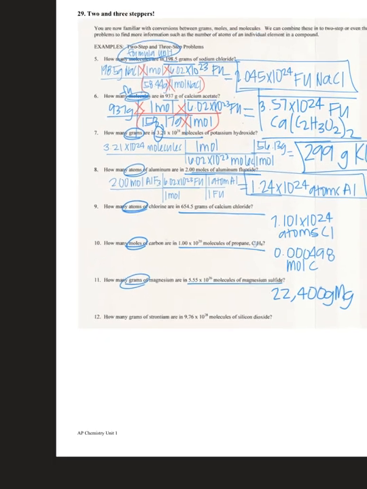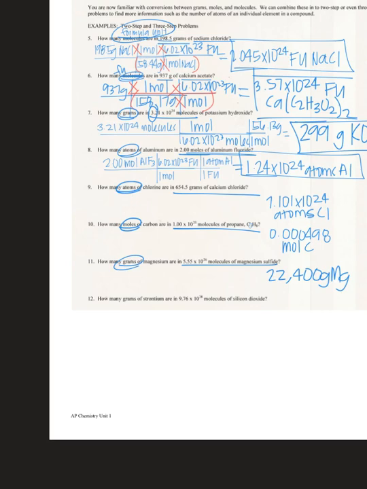All right, this one I want to talk about because I like this problem. How many grams of strontium are in 9.76 molecules of silicon dioxide? So I'll let you stew that one over for a sec. Oh, a light bulb should be going off because, hello, there is no strontium in silicon dioxide, so it's 0.